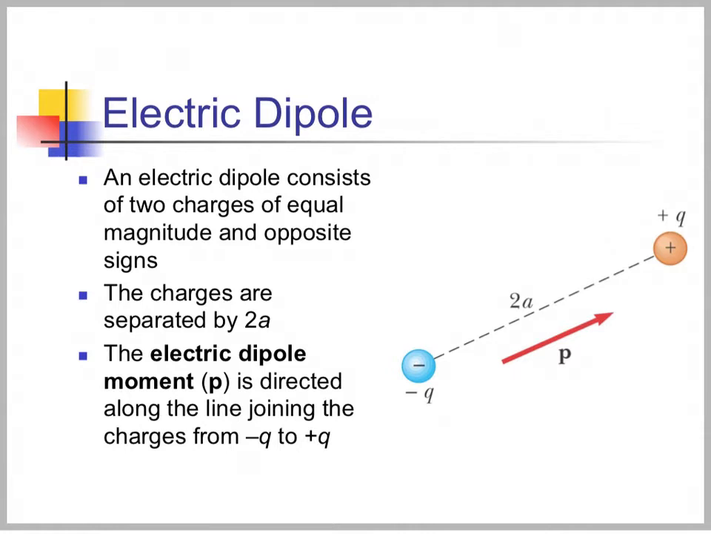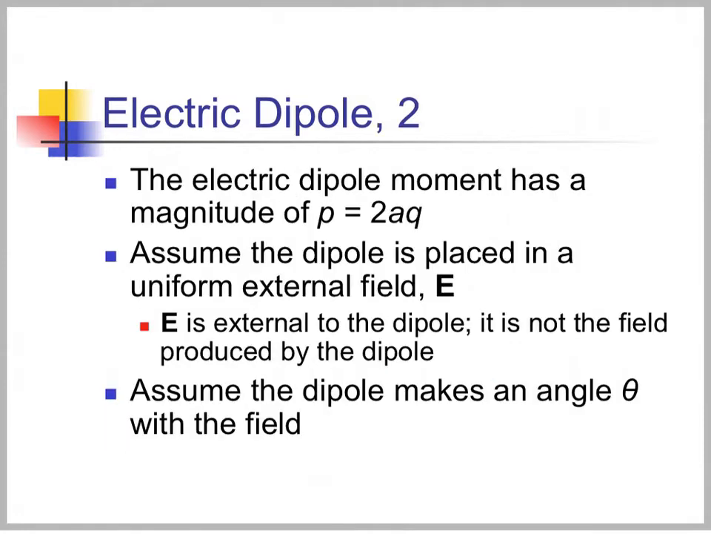The electric dipole moment is a vector quantity whose strength depends on the amount of charge and on the separation of the charge. And its direction is along the line joining the negative charge to the positive charge. The magnitude of the electric dipole moment is the distance between the charges times the charge, so 2aq here.